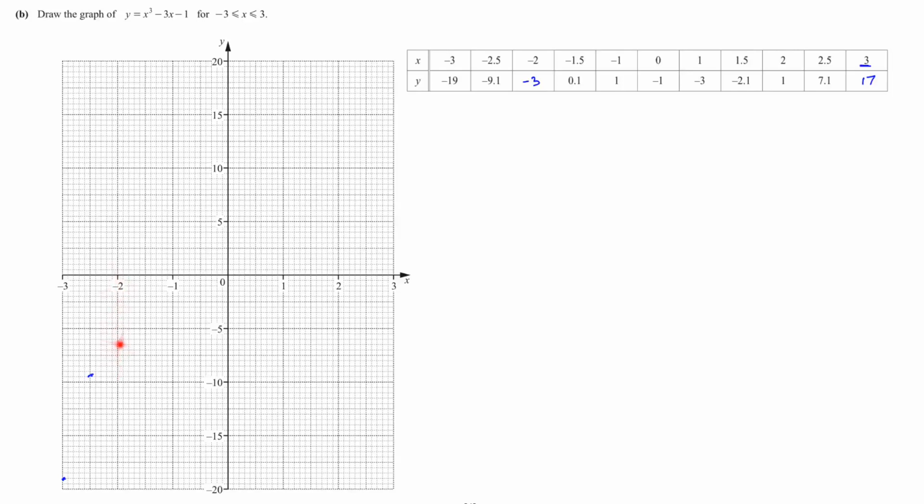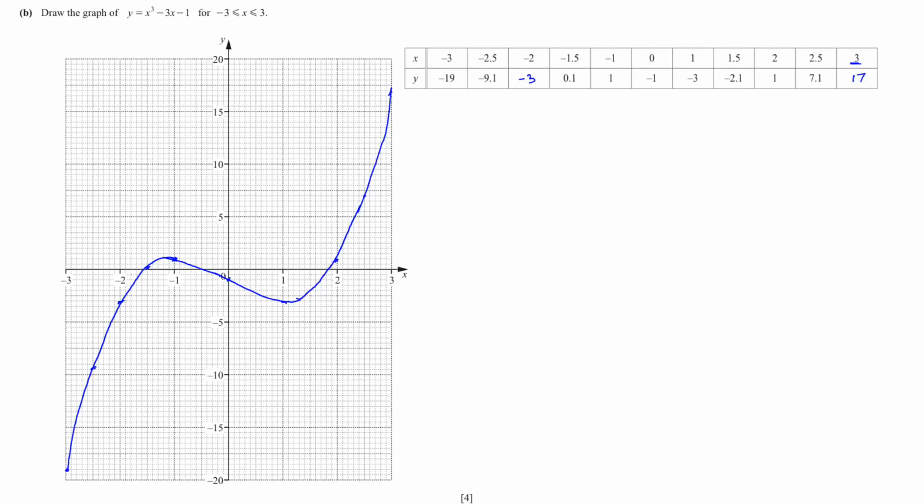When x is negative 2, y is negative 3, somewhere here. When x is negative 1.5, y is 0.1. And when x is negative 1, y is 1. And that's how we will plot all the points. Now we have to join them together and make a smooth curve. This is how your curve will look after you join the points.